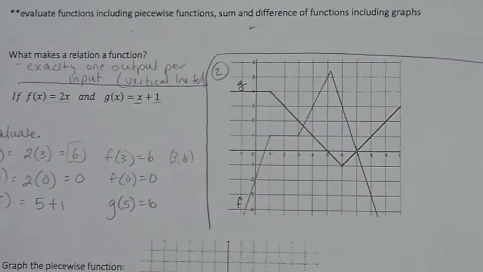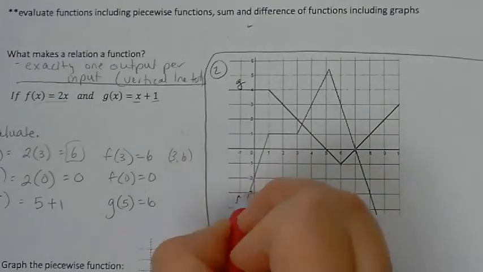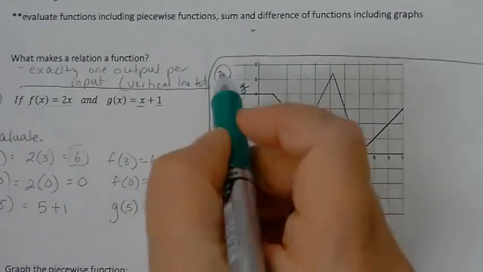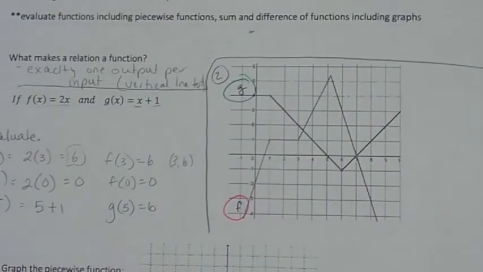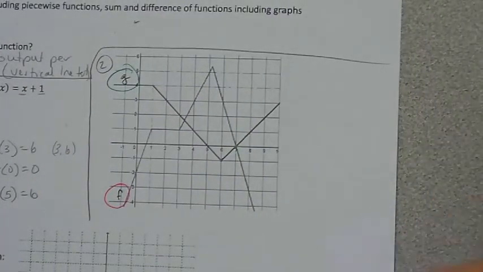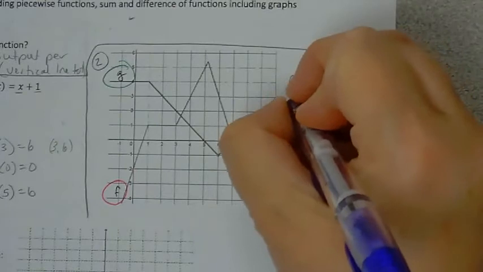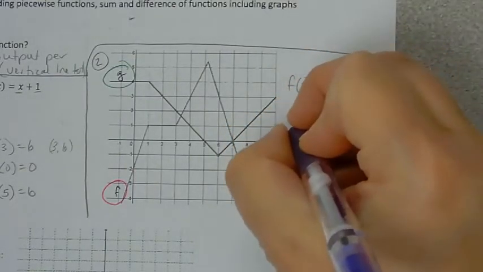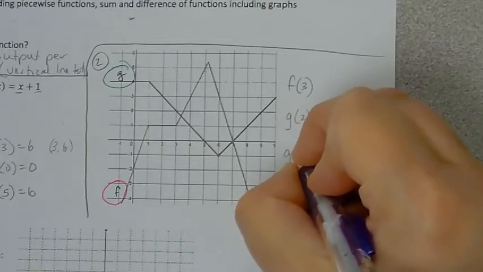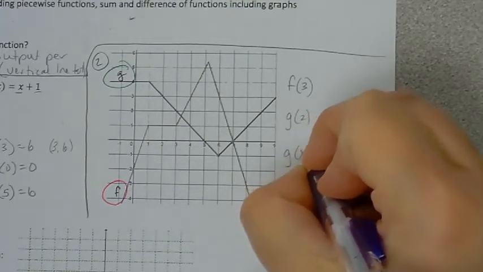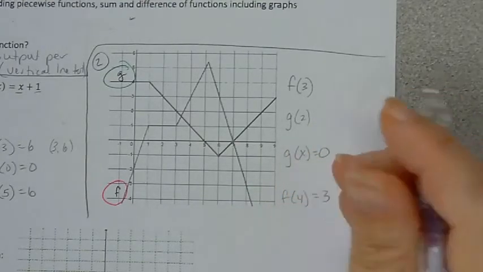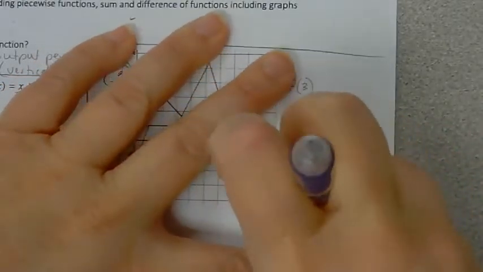Sometimes you're given the graph. Notice this graph, I have an f function and I have a g function. It's not the same as what we just did. These are two different functions. So what if we were asked to evaluate given a graph? So let's just make up some problems here on this one. Let's find f of 3. Let's find g of 2. Let's find g of x equals 0. And let's find f of 4.